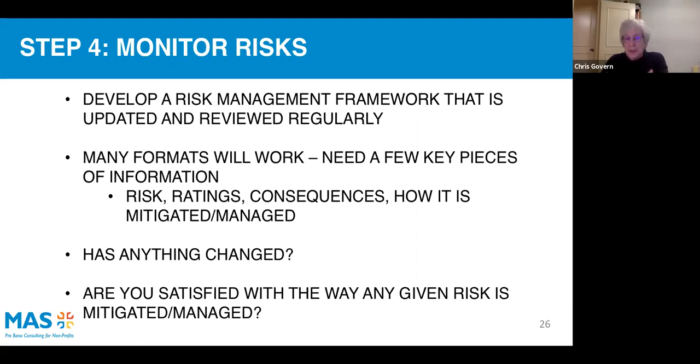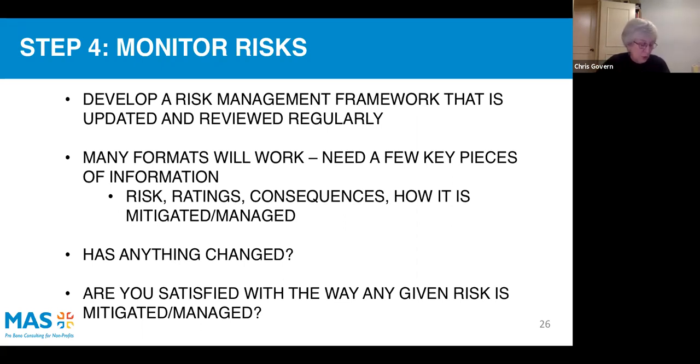But you need a couple of key pieces of information. You need to have the risk identified. You need your likelihood and impact ratings. You need to know the consequence. And you need to know how it is managed or mitigated in the organization today. And then the board has to ask itself, has anything changed? And is the board satisfied with the way the risks are being managed or mitigated? So it's the way the board can pull this together in a very intentional, systematic way, look at the risks as a whole, rather than just dealing with things as they happen to come up.